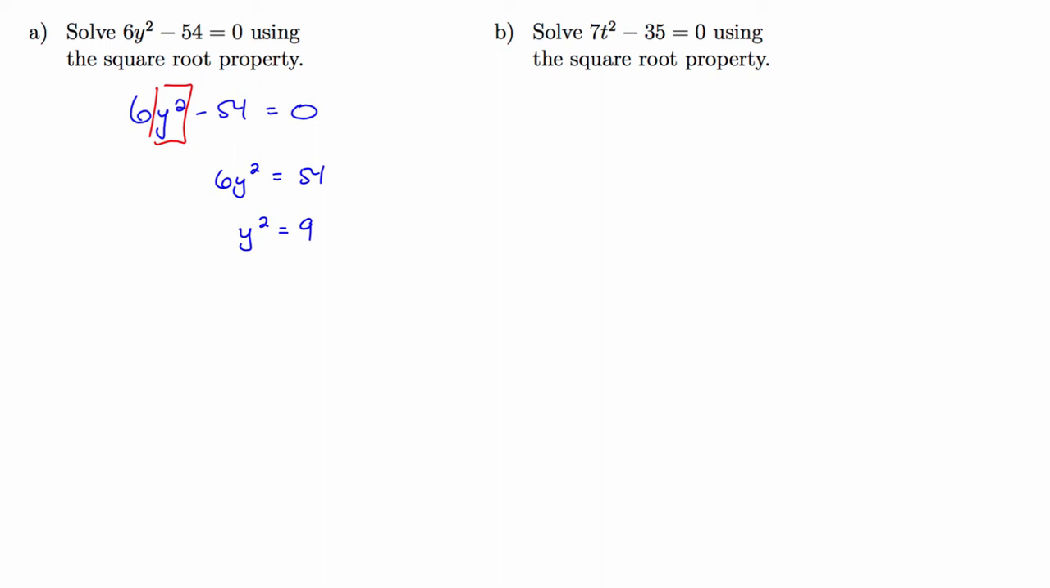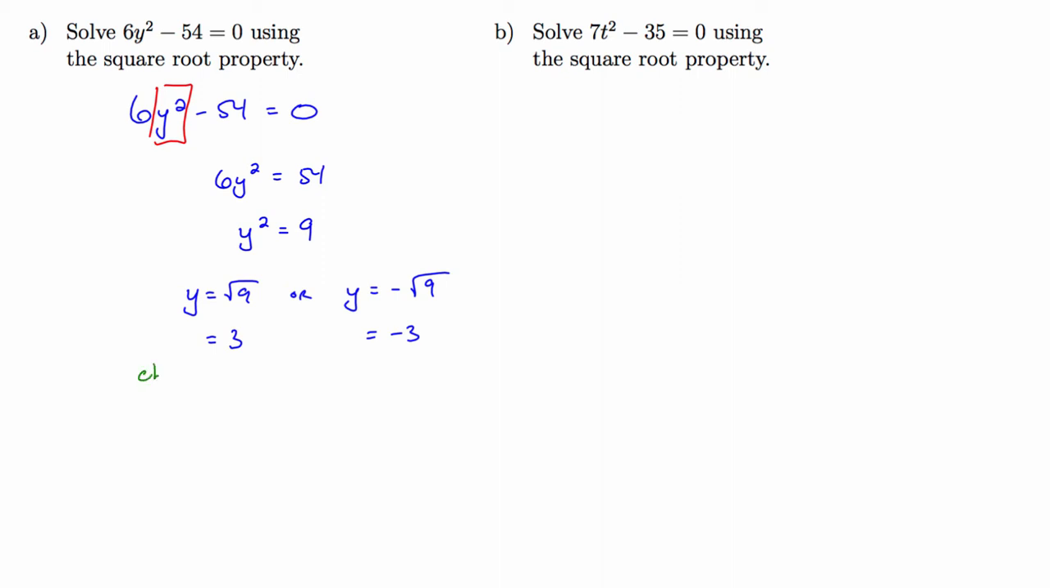The square root property says if y squared equals 9, then either y equals the square root of 9 or y equals the negative square root of 9. Well, both of those simplify further. The square root of 9 is the same thing as 3, and the negative square root of 9 is negative 3. So either y equals 3 or negative 3.